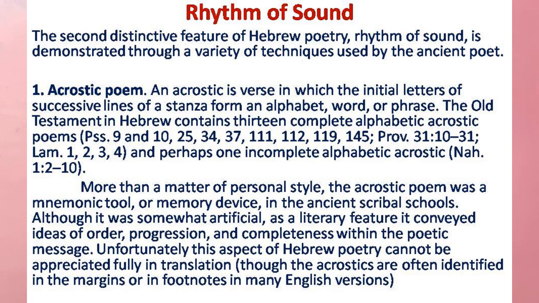One of the techniques used by the ancient poet in order to make the rhythm of sound is making an acrostic poem. What is an acrostic poem? An acrostic is a verse in which the initial letters of successive lines or stanzas form an alphabet or word or phrase. The Old Testament in Hebrew contains 13 complete alphabetic acrostic poems.